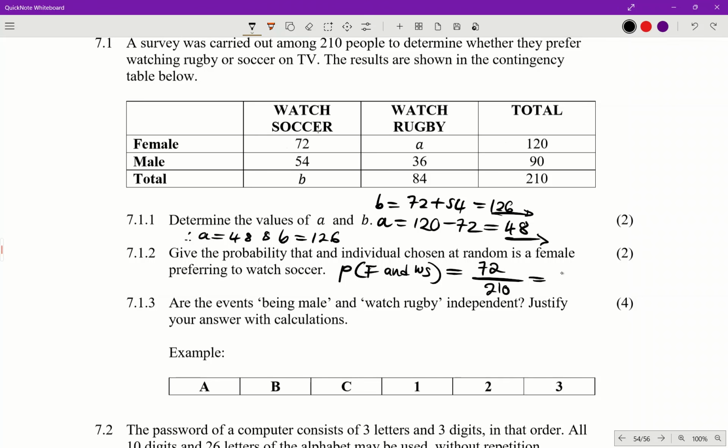So I have 12 over 35. So I'm just going to say 12 over 35, or can simply say 0.34. So now let's take a look at the next question.